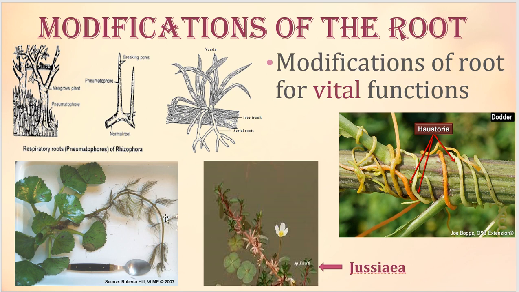And the next modification for vital function is the assimilatory root. What is an assimilatory root? They are going to perform assimilation, that is photosynthesis. They are going to perform productive work. So the example I have given here is Trapa. Apart from Trapa, we can see this in Ctenospora too. Trapa and Ctenospora have assimilatory roots.